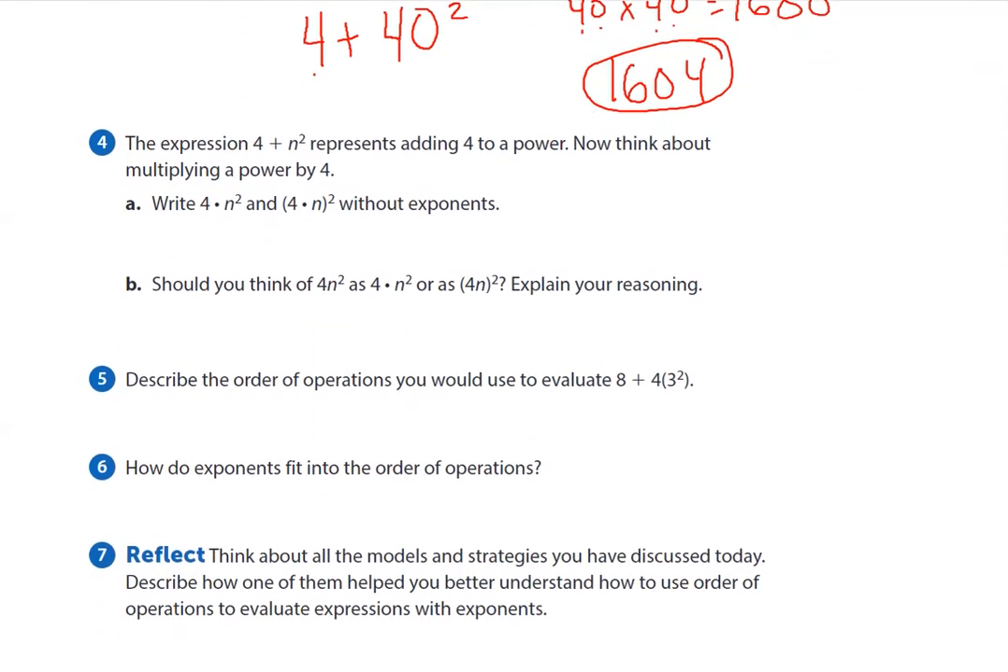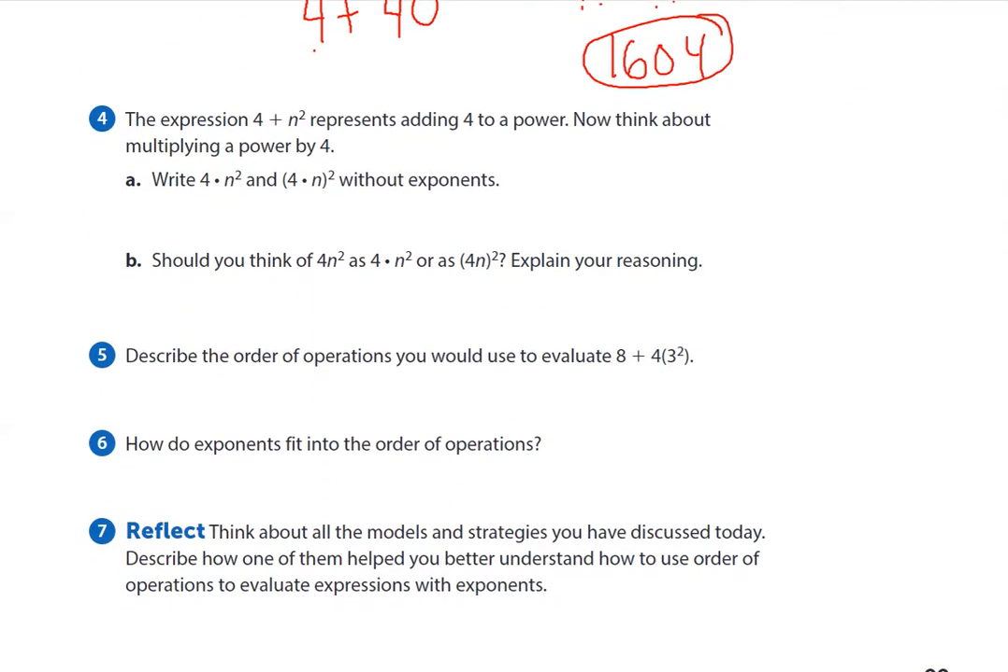1,604 tiles. Number 4. The expression 4 plus n squared represents adding 4, the 4 tiles, to a power. Now think about multiplying a power by 4 instead. Okay, so we've got 4 times n squared, and then we've got 4 times n squared. So 2 different ways that they've written it.